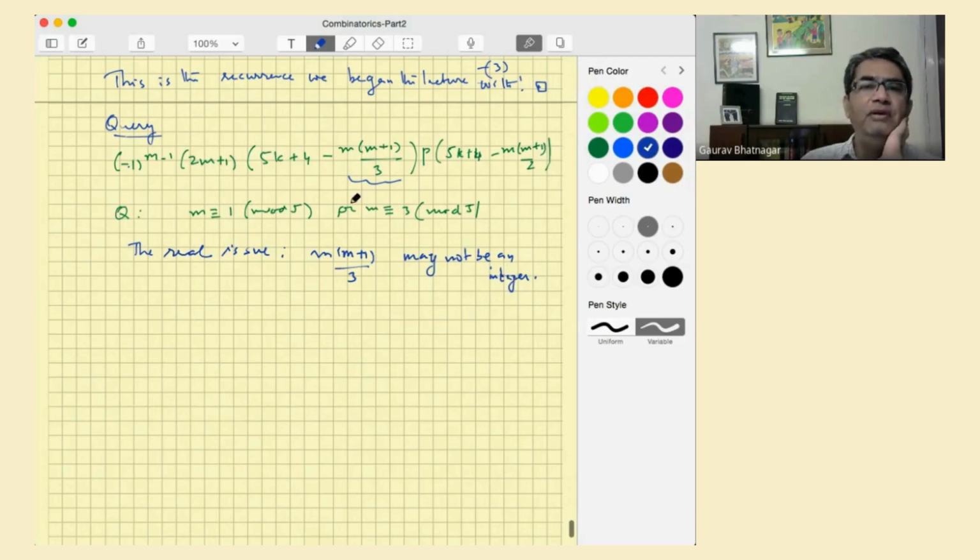So first of all, what you do is you multiply by 3. If m is congruent to 3 mod 4 or 2 mod 3, then it will be an integer. If m is 2 or 3, it will be an integer. But if m is congruent to 1 mod 3, then there may be a problem. So first of all, we look at it like this.